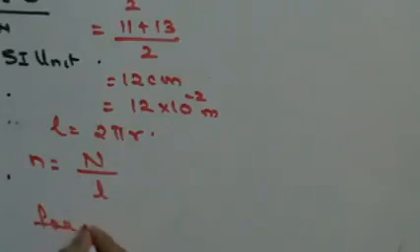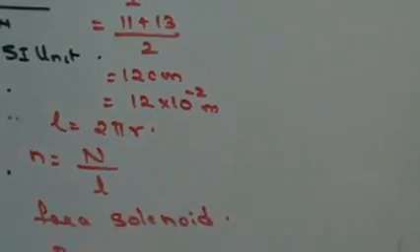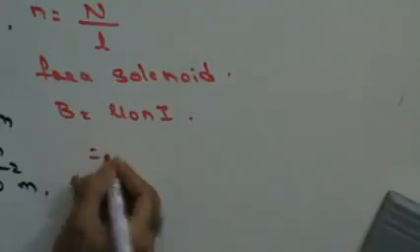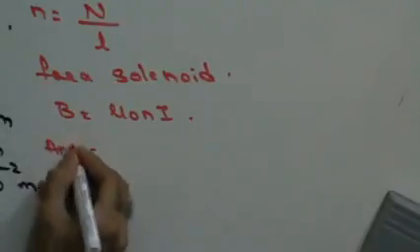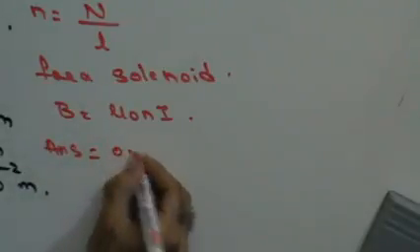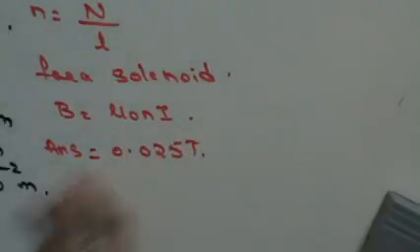And for a solenoid, I can say that B is equal to mu0 n I. What have they asked you to find out? They've asked you to find out B, the magnetic induction. You should be able to get the magnetic induction from this. This should give you an answer of 0.025 Tesla.